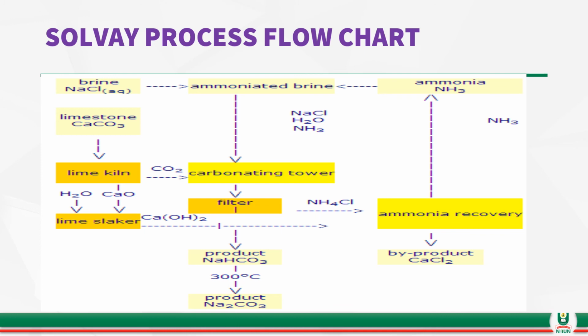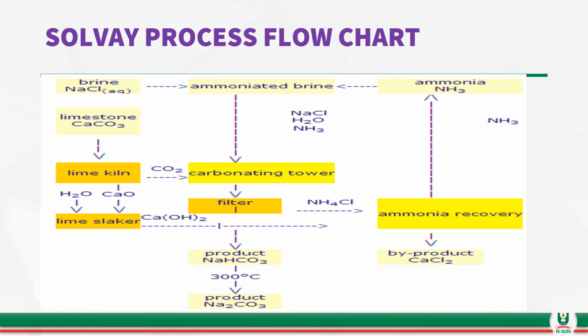But remember that when limestone was thermally decomposed, two products were formed. Now we've used the carbon 4 oxide in the carbonating tower. What about the quicklime, which is calcium oxide? What happens to it? The calcium oxide reacts with water in a lime slaker. You can see H2O and CaO pointing towards the lime slaker. So both of them react in the lime slaker to form slaked lime, which is calcium hydroxide.